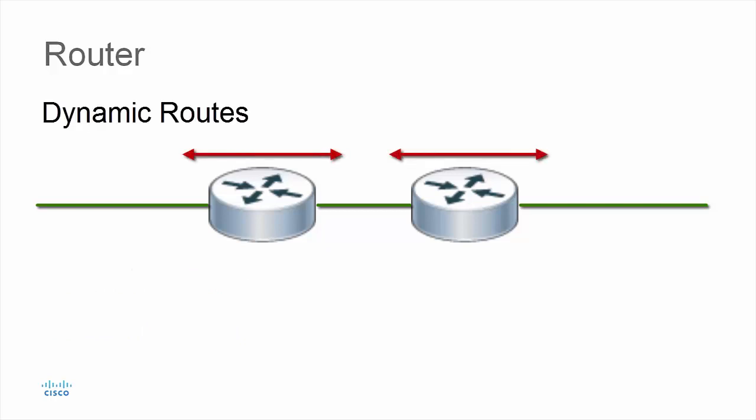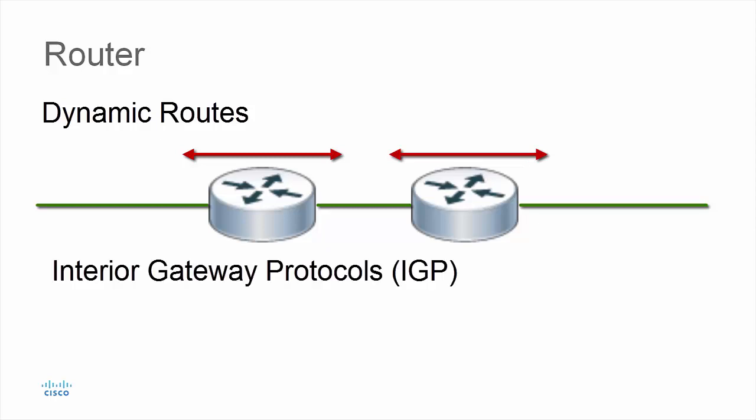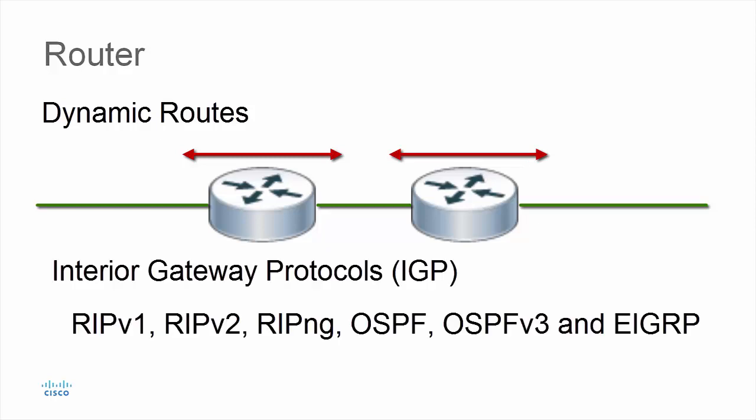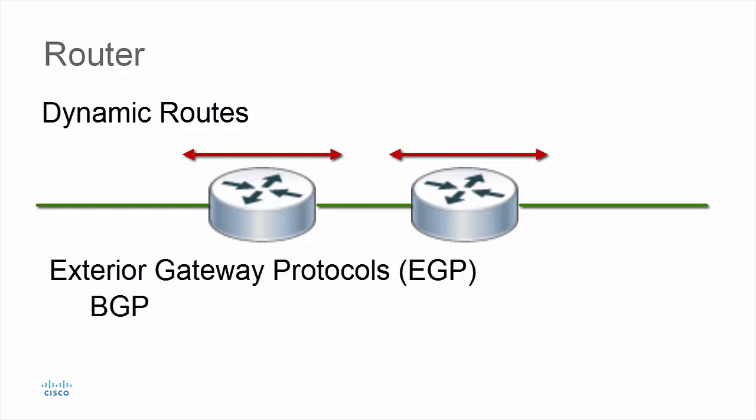Dynamic routes are routes that are learned and advertised by dynamic routing protocols. These protocols fall into two primary categories. The first are interior gateway protocols, IGPs. Interior gateway protocols are designed to run inside an autonomous system. The next category is the exterior gateway protocol, or EGP. Border Gateway Protocol, or BGP, is designed to run between autonomous systems.